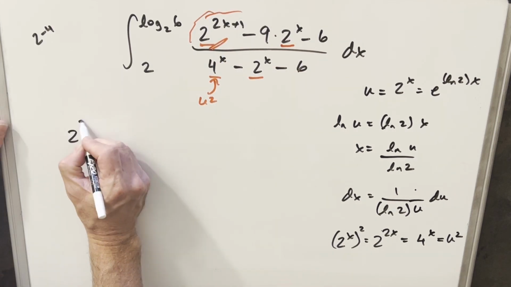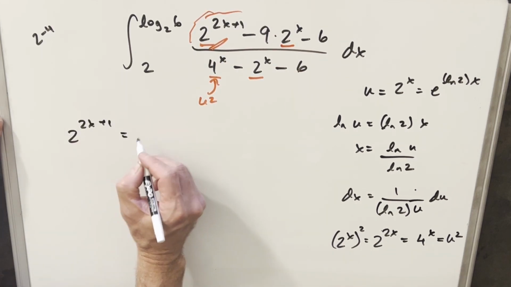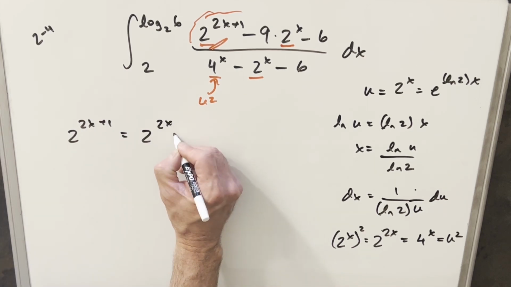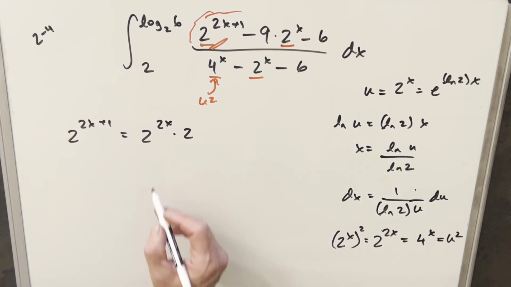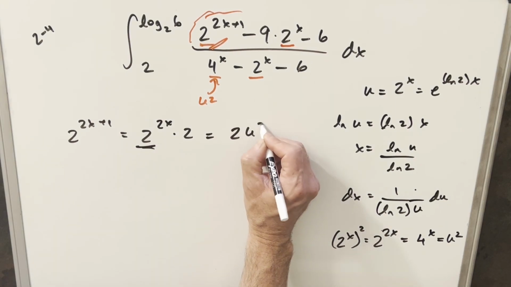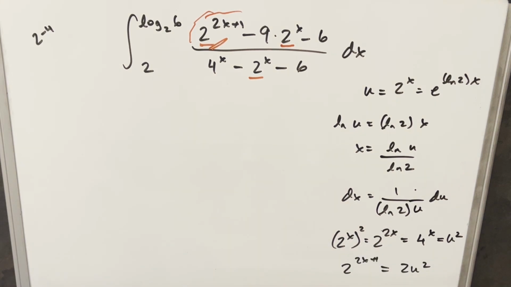And the other one I'm going to deal with is just this one right here. Now we can take 2 to the 2x plus 1 and we can just write that as multiplication. We can write this as 2 to the 2x times 2 to the 1. But now we just found that this here was u squared, so we can actually write this whole thing as 2u squared. Okay, so now I'll go ahead and make my substitution.